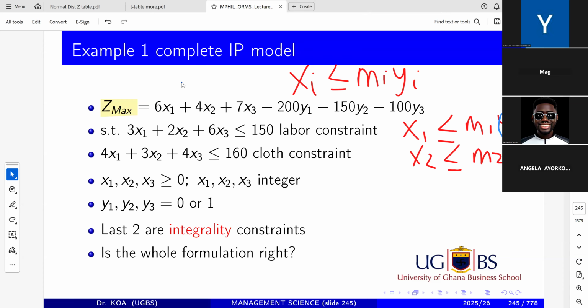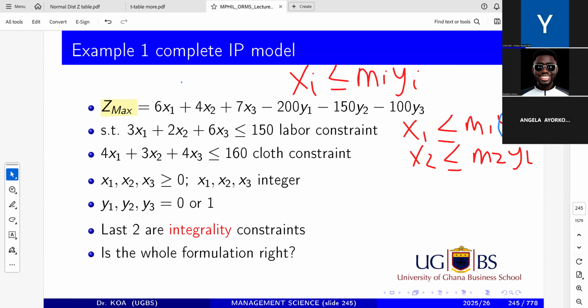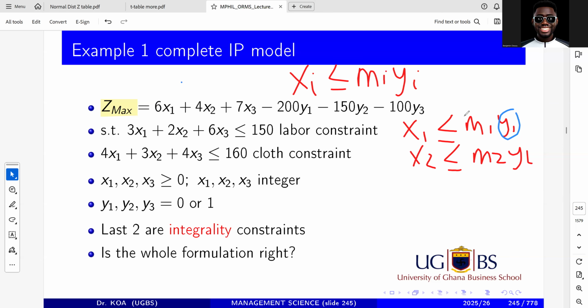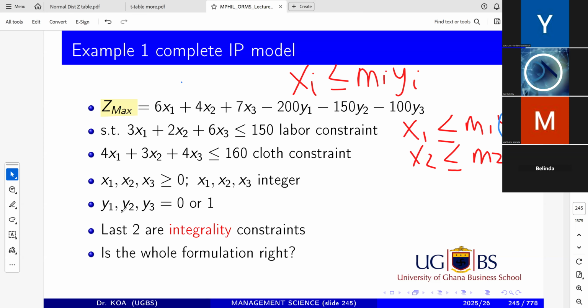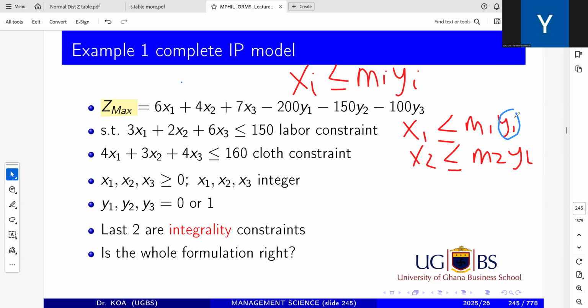Write it down. You see, the challenge with most of these is you don't write things down. That's the challenge. You should. So if y1, listen carefully, if y1 is 0, what is going to be on the right-hand side? If y1 is 0, what is on the right-hand side? Kofi? The rate of y1. No. If y1 is 0, what will be on the right-hand side? Matthew? 0. Okay. So it means that x1 will be 0. Because if y1 is 0, you multiply 0 by m1, everything is 0.